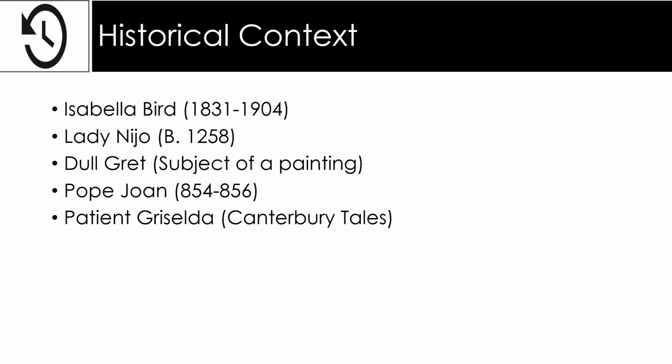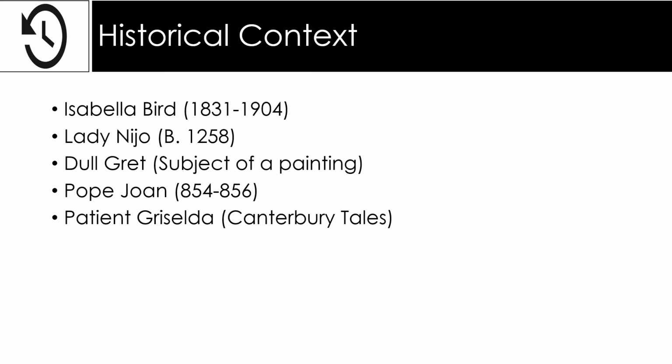We have Isabella Bird, who is the most modern of all of the historical women. She was alive from 1831 to 1904. Lady Nijo, Dull Gret, who was the subject of a painting, Pope Joan, 854 to 856, and then Patient Griselda, who featured in the Canterbury Tales, which was written by Chaucer and is one of the oldest surviving works of literature. So clearly that's a non-naturalistic method, because those characters wouldn't have been able to come together at a dinner party with Marlene in real life.